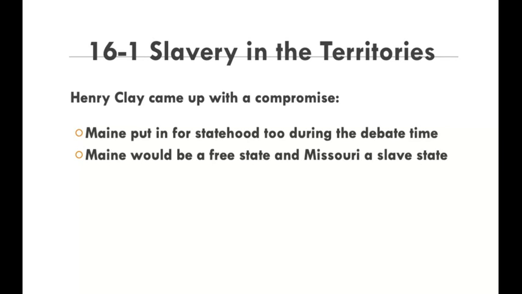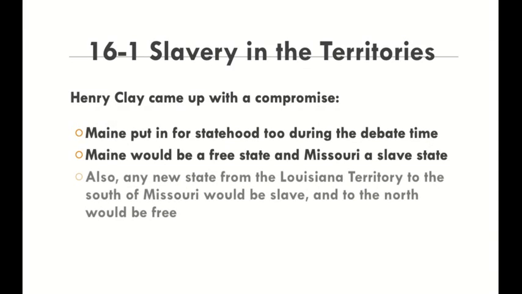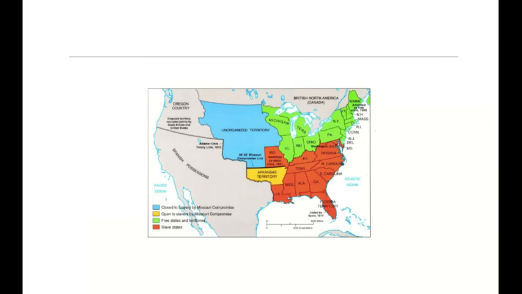But they did add a little something to this. So this next line is important. They also said any new state from the Louisiana Territory to the south of the Missouri would be a slave state, and anything to the north would be a free state. When they say that, they mean anything south of Missouri's southern border would be slave, and anything created north of Missouri's southern border would be free. That way, they wouldn't have to have this argument every single time we wanted a new state.